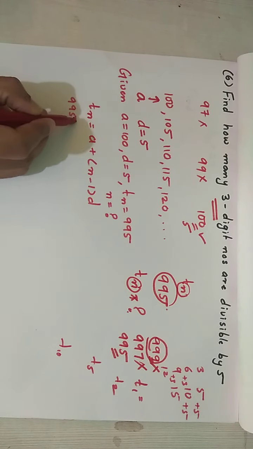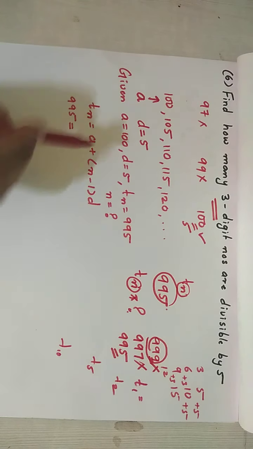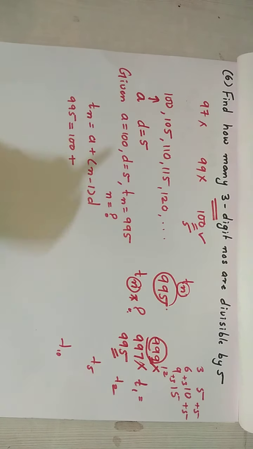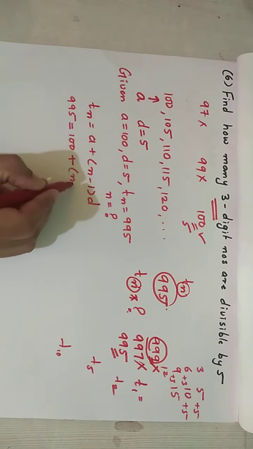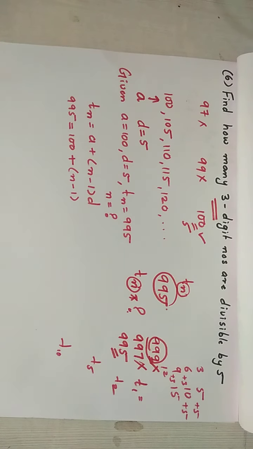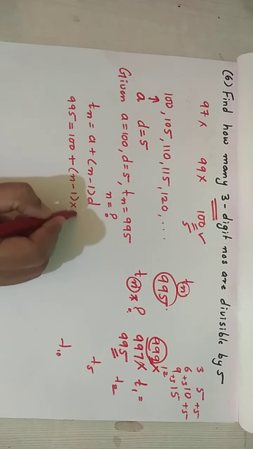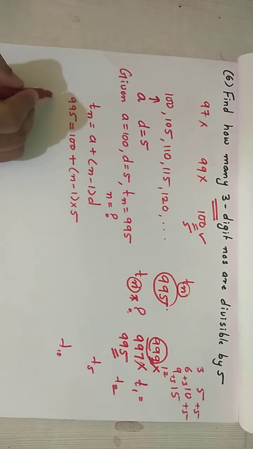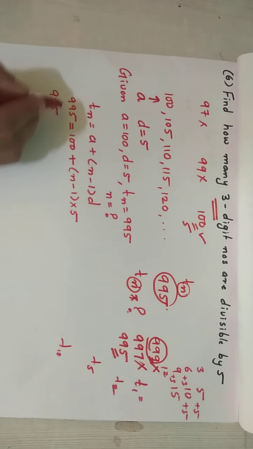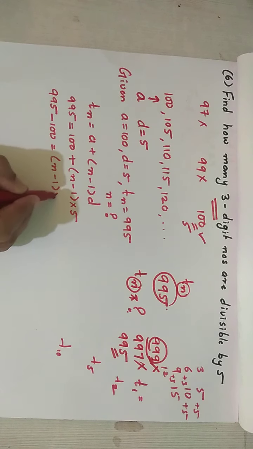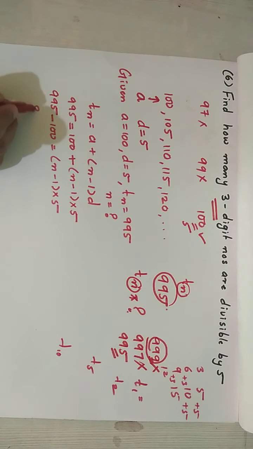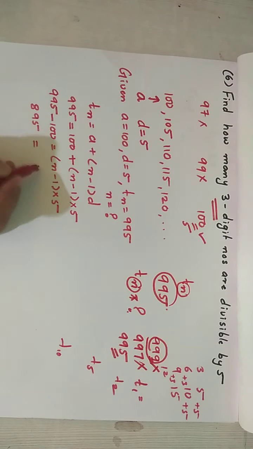We know the value of Tn, 995. Substitute over here: 995 equal to, we know the value of A, 100, plus, do we know the value of n? No. So n minus 1 will remain as it is, since we don't know what n is, we can't do n minus 1. Then D is 5. So this will be 995. 100 will move on the other side. It will become minus 100 is equal to n minus 1 into 5. This will be 895 is equal to n minus 1 into 5.